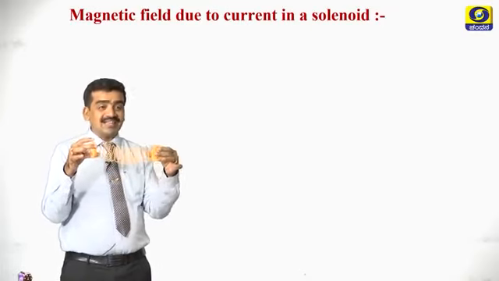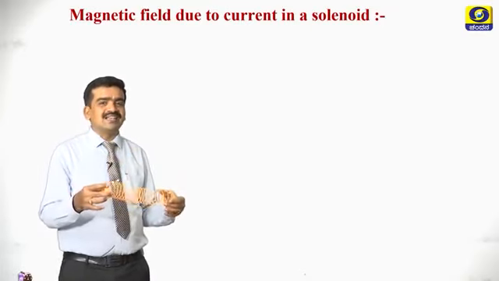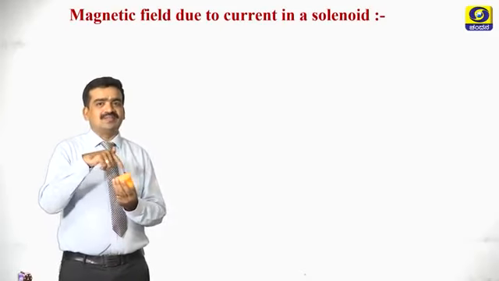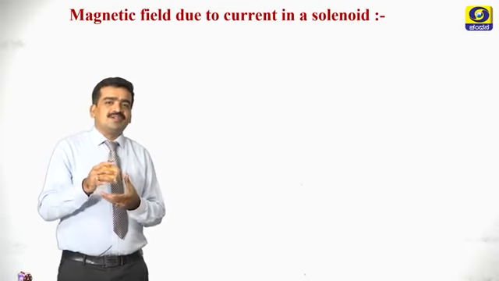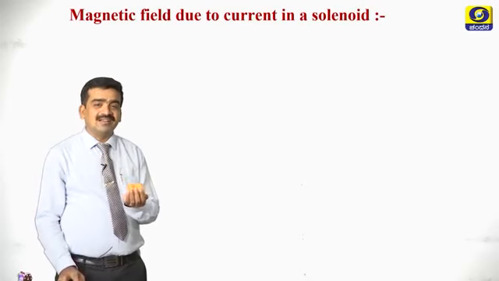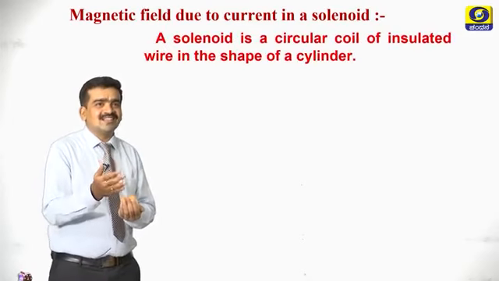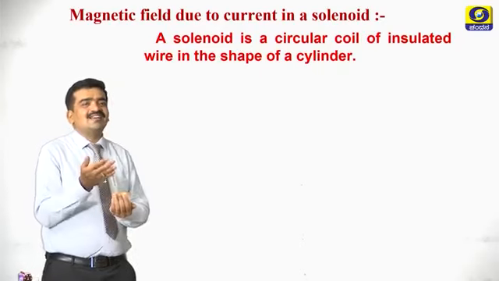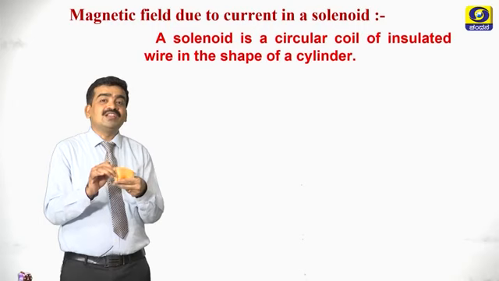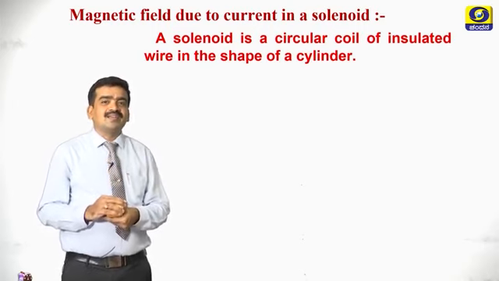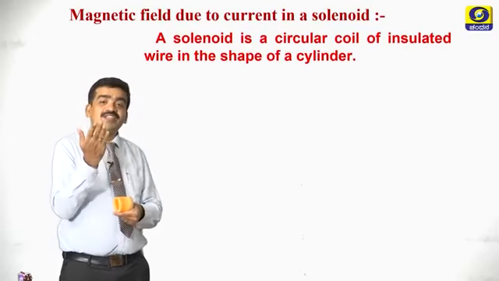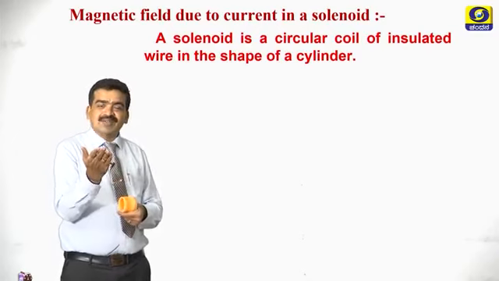I am showing you a slinky. This slinky is in the form of a cylinder and has loops like this. If the coil is arranged like this in a cylindrical manner, that becomes a solenoid. A solenoid is a circular coil of insulated wire in the shape of a cylinder. What happens when we connect this solenoid to an electric current source? Definitely there is a flow of current. If there is a flow of current, definitely there is a magnetic field.